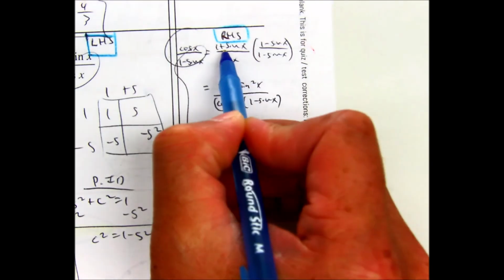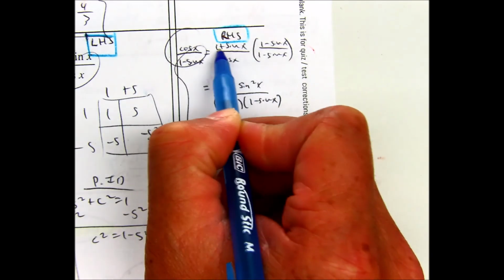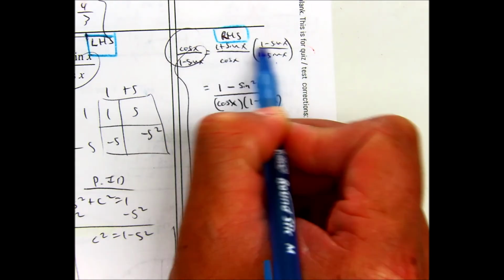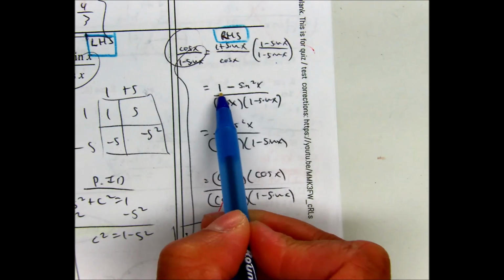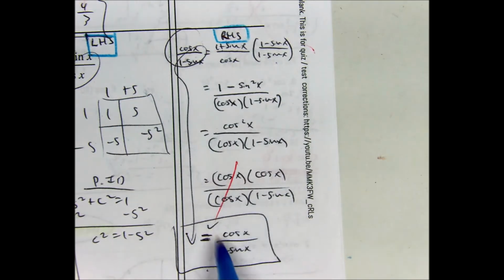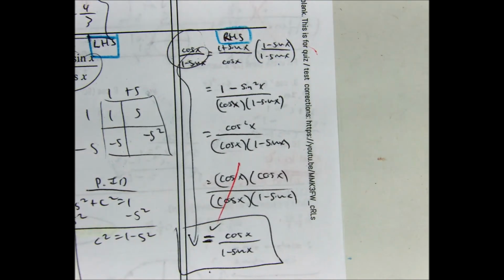To work on the right-hand side, it's basically the same thing. I'm going to multiply by the conjugate, but the conjugate on the right-hand side is 1 minus sine of x over 1 minus sine of x. When you multiply here, this is a difference of squares. The middle terms will be eliminated. Use the Pythagorean identity. You have 2 cosines, cancel, and then you've verified the identity.